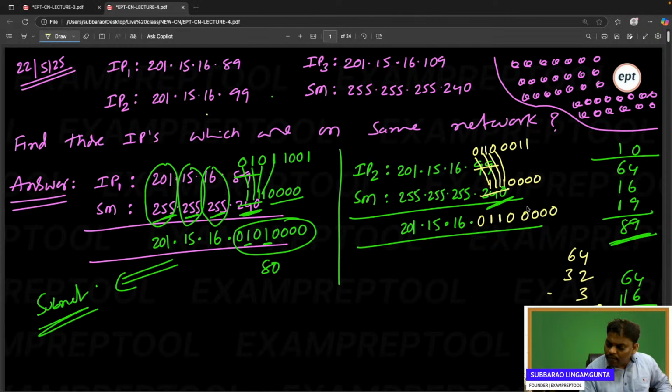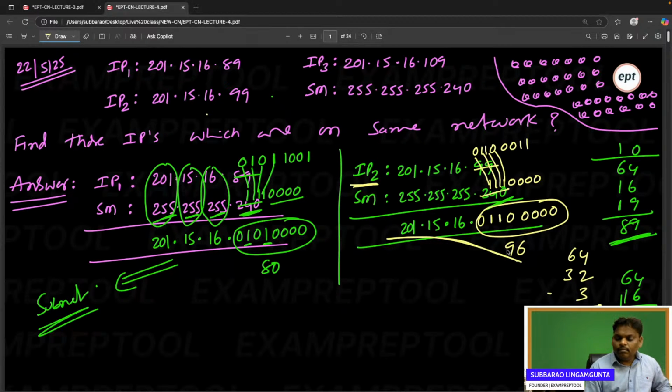Now what is this value? It is 96. So remember, the second IP belongs to this particular subnet. It is a subnet ID. The second IP belongs to this subnet ID, which means this subnet. The first IP belongs to its own subnet.